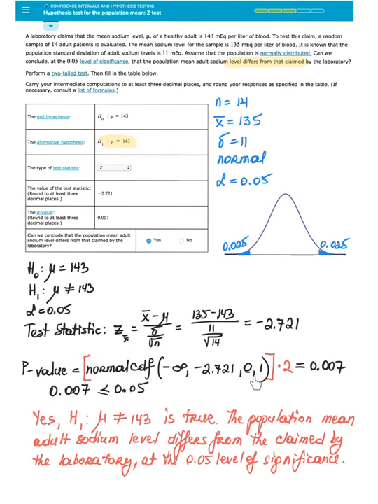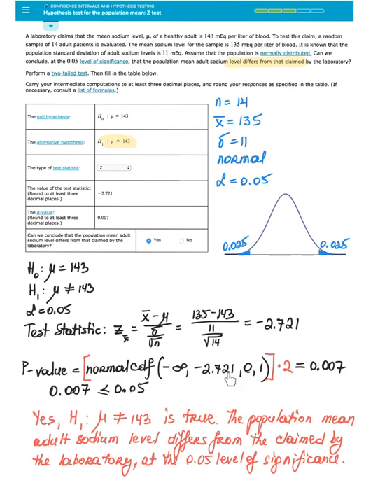Once I compute this quantity, I have to double it. Now, why do I need to double it? The way this setup works, because of a two-tailed test, in reality, I have a symmetric setup here, and this test statistic only has half of the area that I'm going to be comparing to alpha. Another half is symmetrically located in the right tail. So p-value must be twice the amount of area to the left of this negative 2.721.